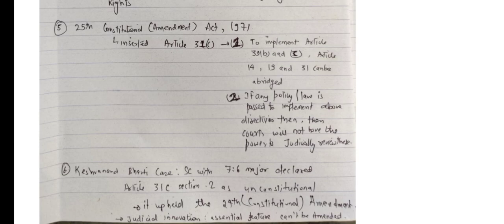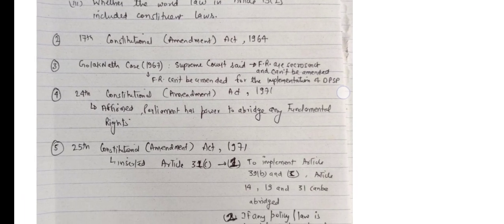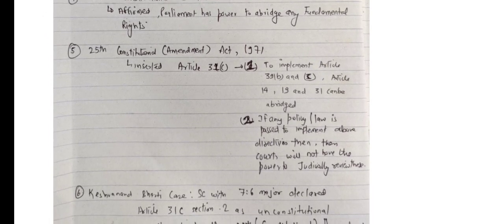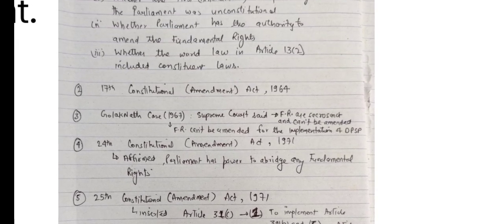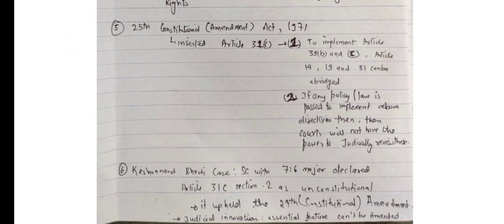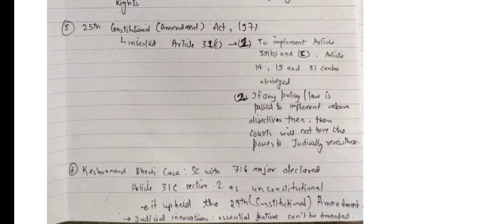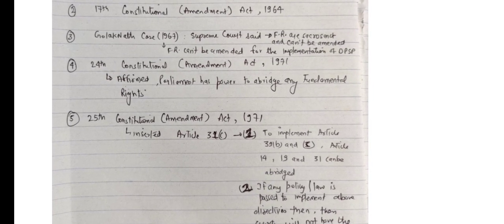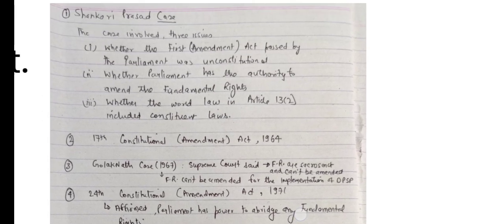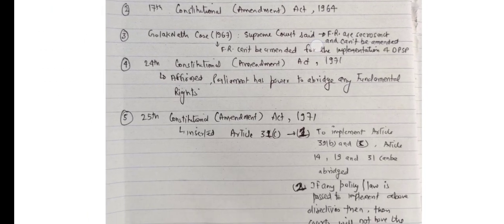Though it upheld the 24th Constitutional Amendment Act that Parliament has the power to abridge any of the fundamental rights. That means it took a U-turn again from the perspective of Golaknath case. In Golaknath case, it said that Parliament lost its constituent power on the very day when the Constituent Assembly was dissolved, and then again in the Keshwanand Bharti case it upheld the 24th Constitutional Amendment Act, which said that Parliament has the power to abridge any of the fundamental rights, which means that a Constitutional Amendment Act does not mean a law under Article 13(2). Fine.